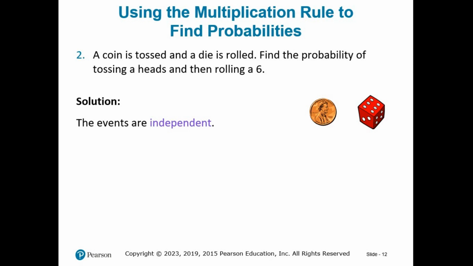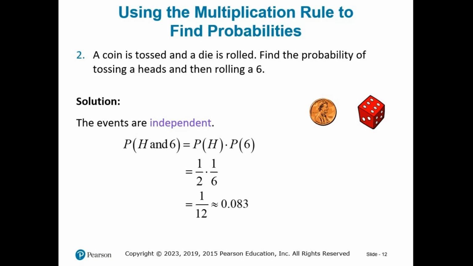Okay, so the probability of tossing a heads is 1 over 2, or 1/2. And since these are independent events, the multiplication rule says to just multiply the probability of the second event, which is 1 out of 6, the probability of rolling a 6, by the 1/2. So now we multiply 1/2 and 1/6, and we get 1/12, or about 0.083. The likelihood of these events happening in sequence is about 8.3%.